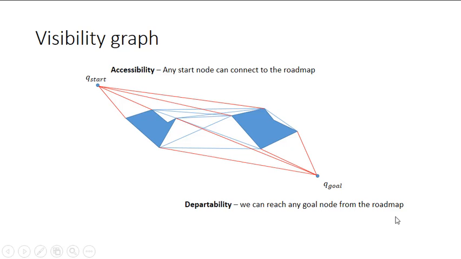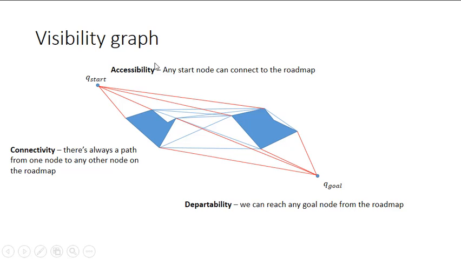From q goal, we try to see what are all the obstacle vertices that q goal can be connected to, and then we make those connections. So I also added these here in red, and q goal has 4 connections. And so this right here is the visibility graph.